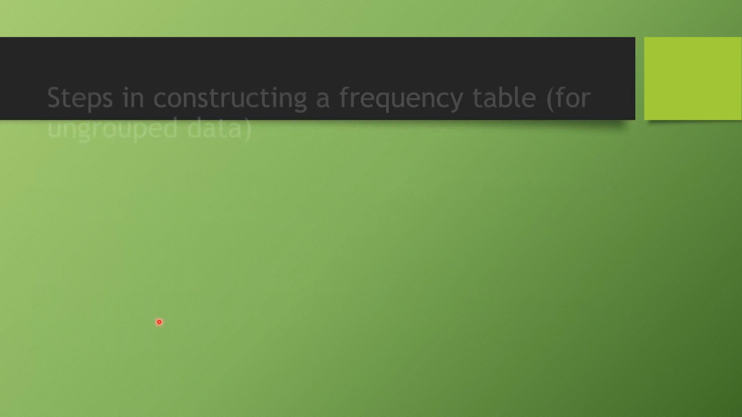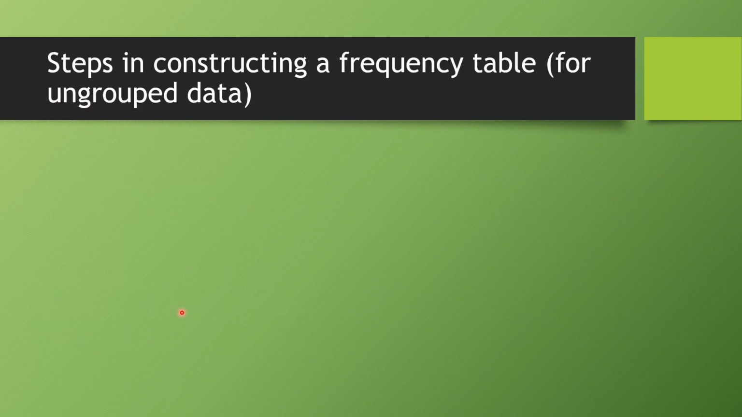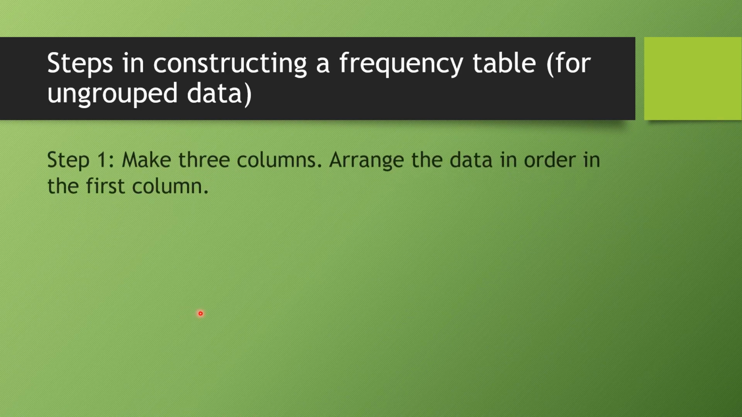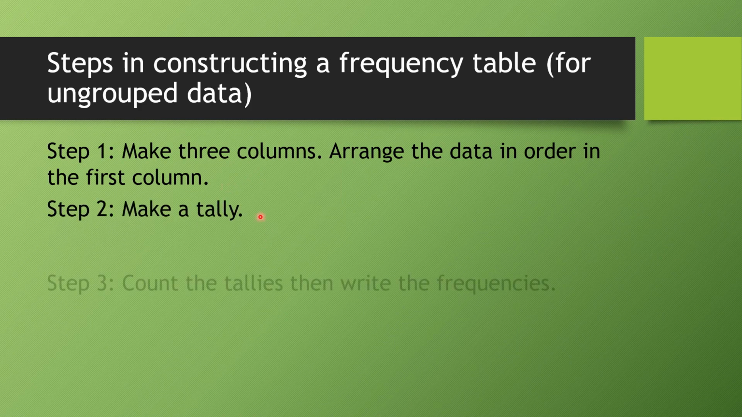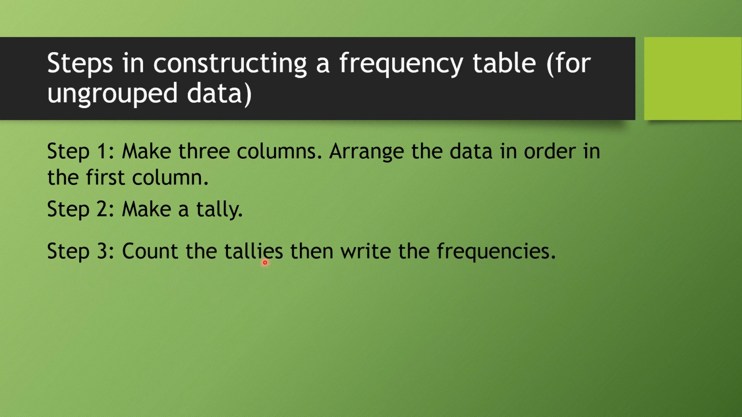So let's proceed to the steps in constructing a frequency table for ungrouped data. First, we make 3 columns, arrange the data in order in the first column. Step 2, make a tally. Step 3, count the tallies, then write the frequencies. And step 4, total all the frequencies. We only have 4 steps for ungrouped data.